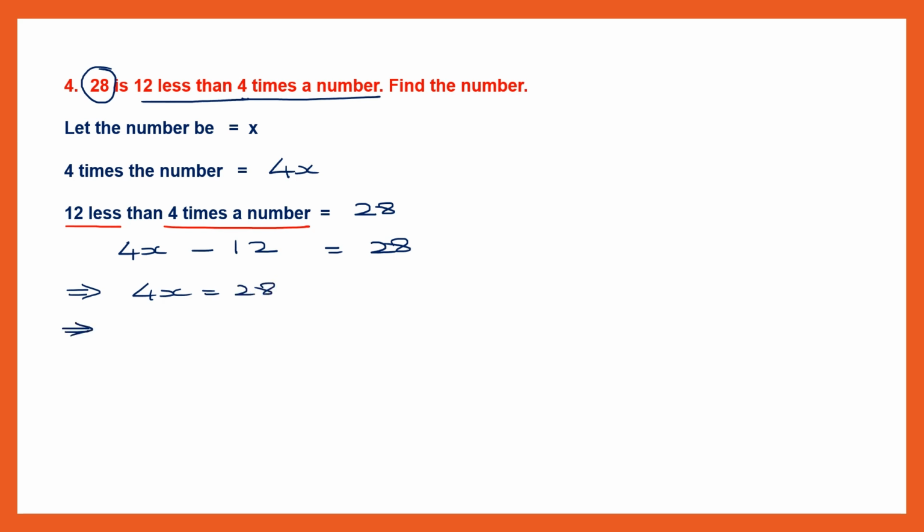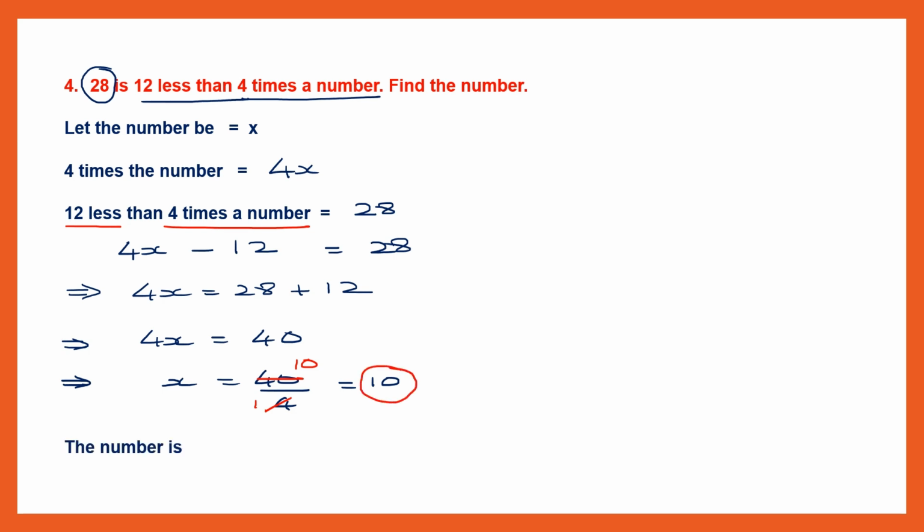That means the value of x, 28 plus 12. 28 plus 12 because we are transposing this minus 12 to the other side. So now we can say 4x is equal to 40. And now to find the value of x, x is equal to 40 divided by 4. Here we can cancel 4 ones and 4 tens. So we have found the value of x, x is equal to 10. So this is the answer, x is equal to 10, and that is the number. So the number is 10. So this is our final answer.